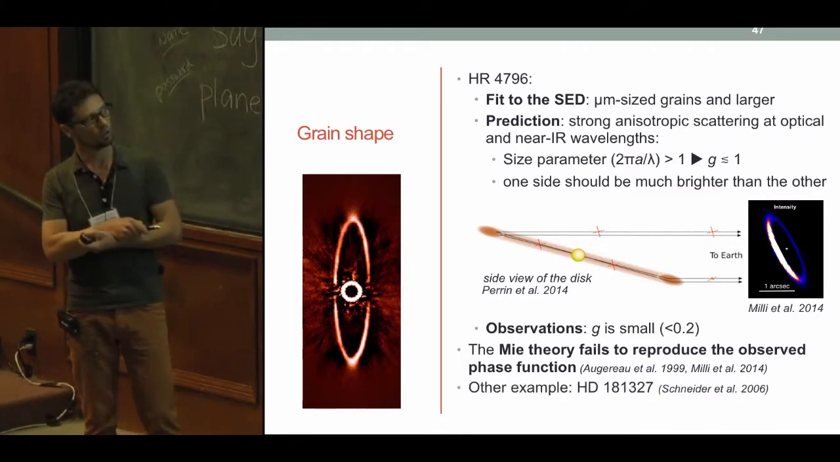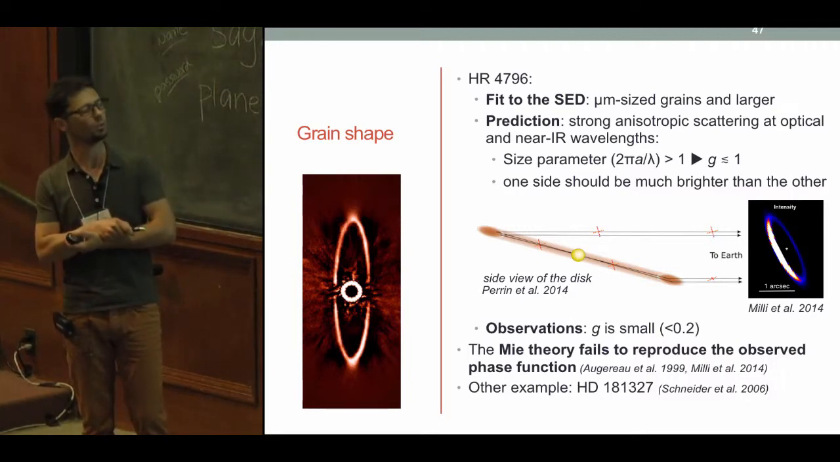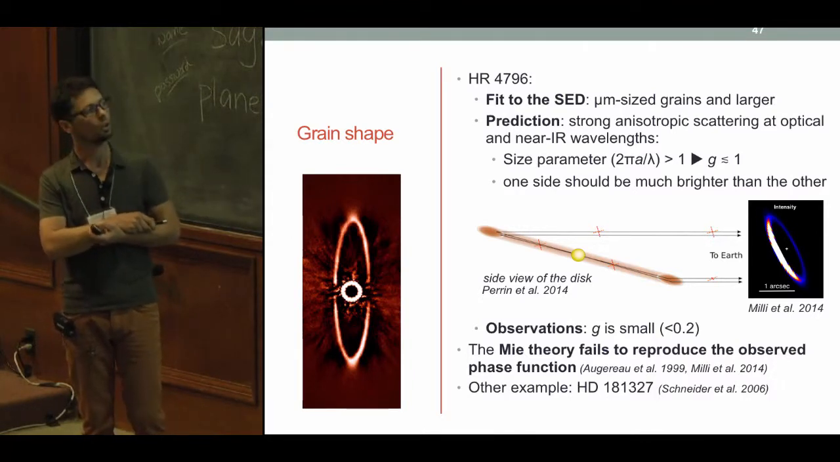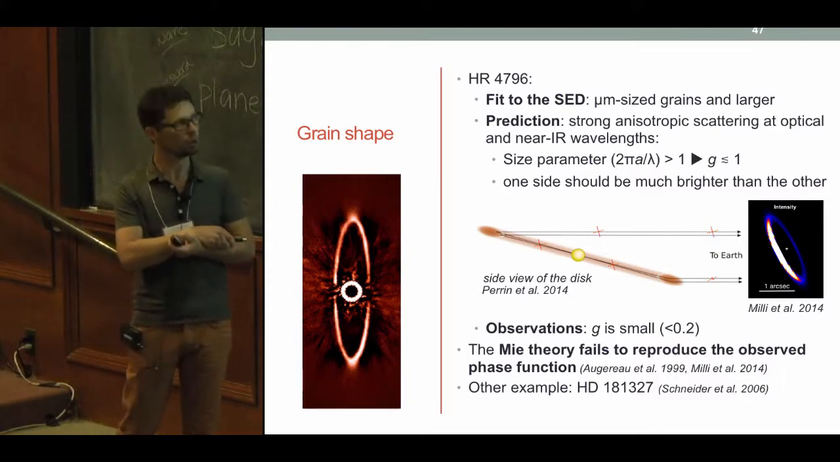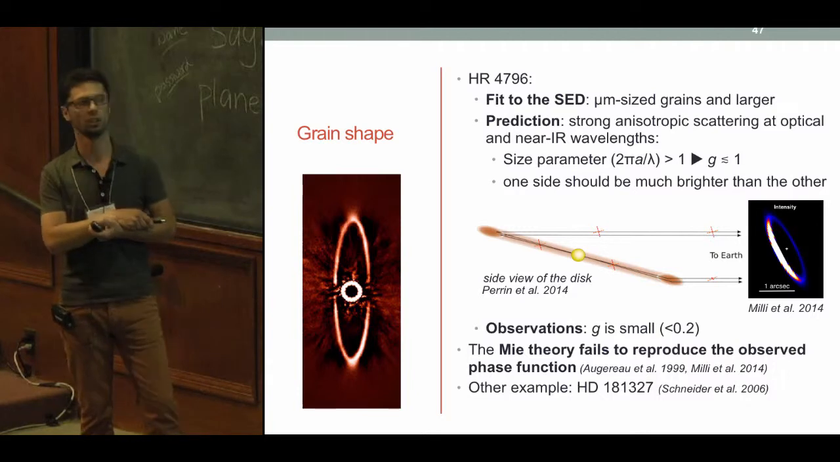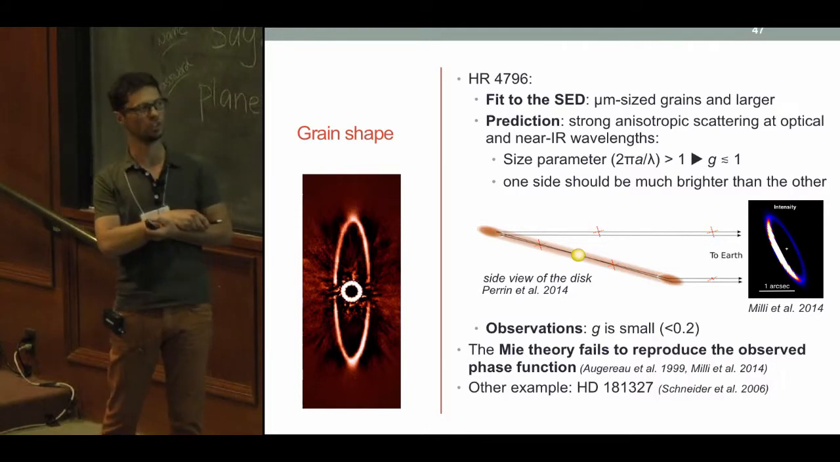This is not the only example. If you take the systems that we modeled before, the SED with some complex dust grains, HD 181327, we have exactly the same problem. The asymmetry parameter is rather small, but still you need big grains. So there is a contradiction between what you observe in scattered light and the type of grains that you need to actually reproduce the SED.